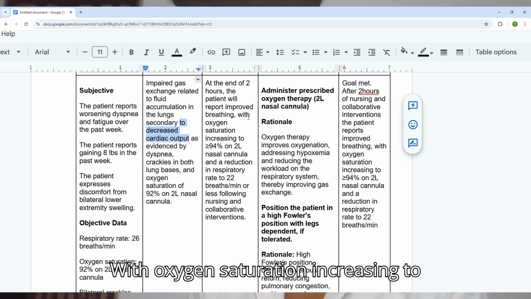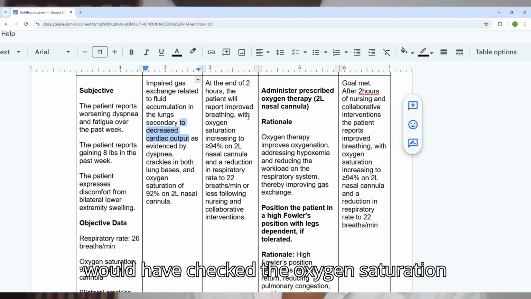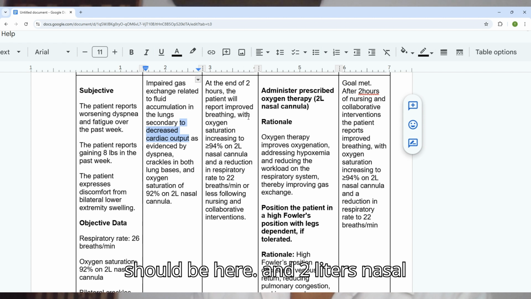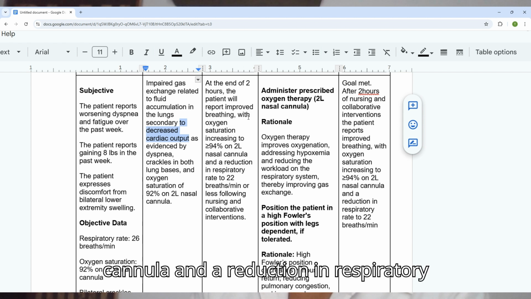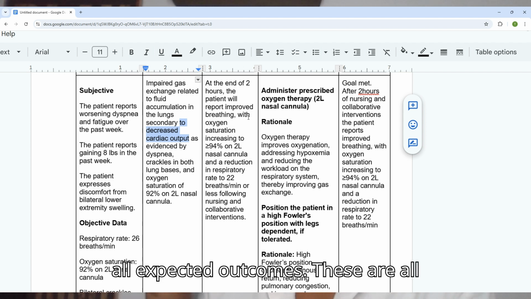With oxygen saturation increasing to greater than or equal to 94. Again, we would have checked the oxygen saturation, so we would have had a very specific reading. So the specific reading is what should be here. And 2 liters nasal cannula and a reduction in respiratory rate to 22 breaths per minute. So these are all expected outcomes.